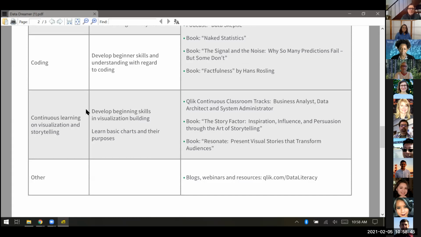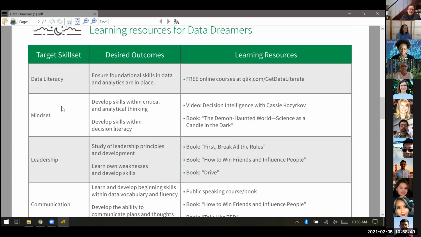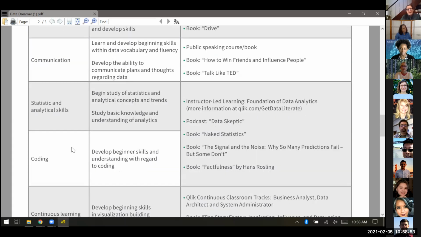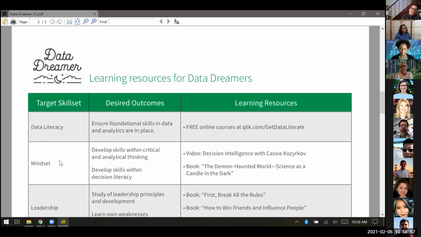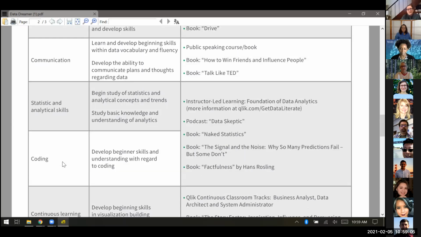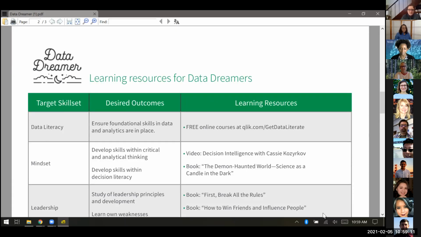And so the skill set here, right? Data literacy, mindset, leadership, communication. So they may not all be directly relevant to what you're doing, but this is sort of the comprehensive sweep for data literacy and the domains that you might want to further develop. And some might be more relevant to your current job. Some might be relevant to what you want to do in the future. So I found this to be very helpful.